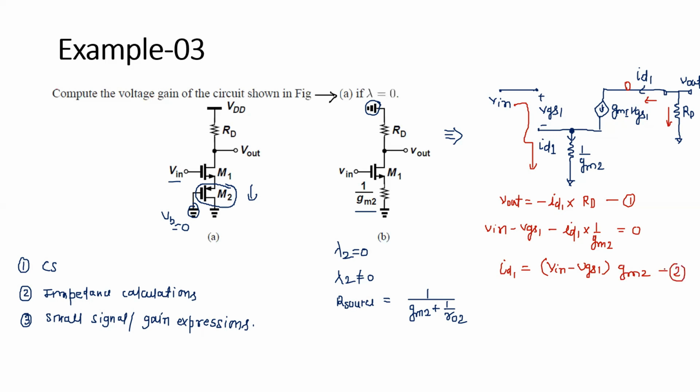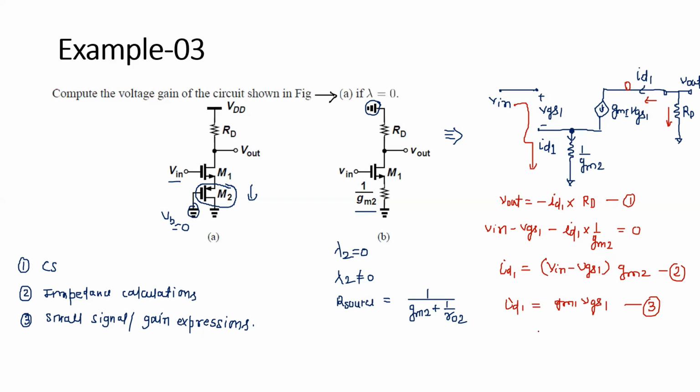Now we need one more equation because we have to relate VGS1 either with ID1 or with Vout or Vin. So the third equation that we are missing here is that ID1 is also equal to gm1 VGS1. This is directly from the drain current. This is the ID1 actually.